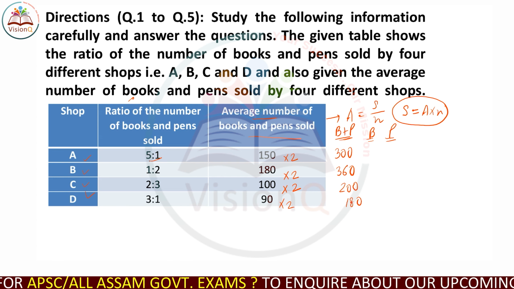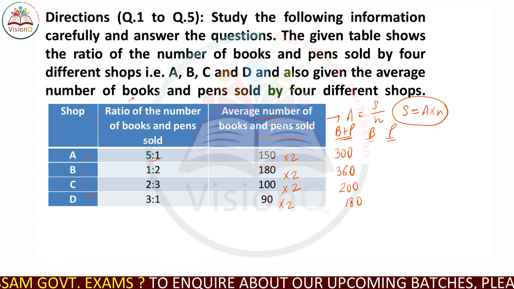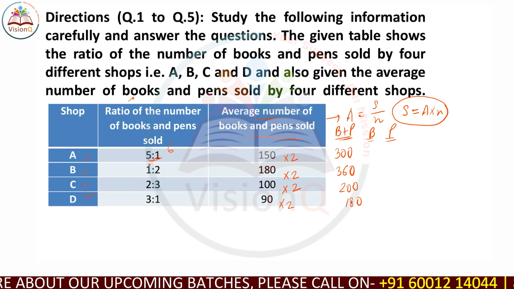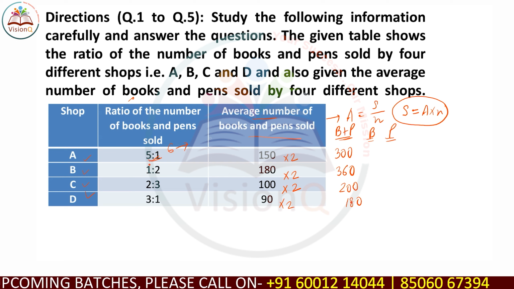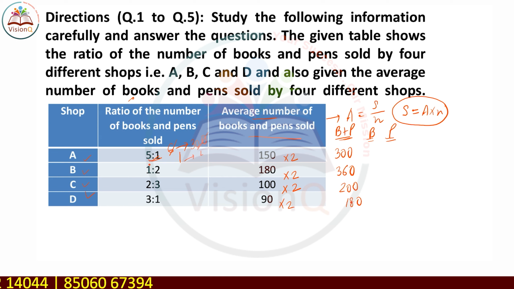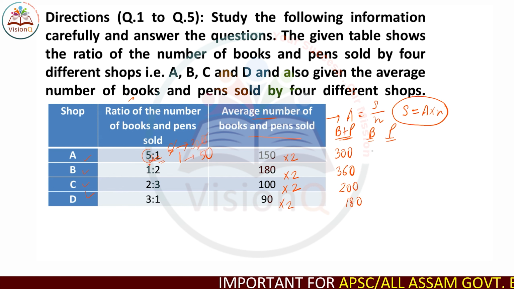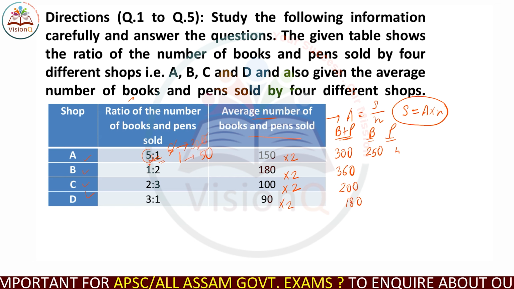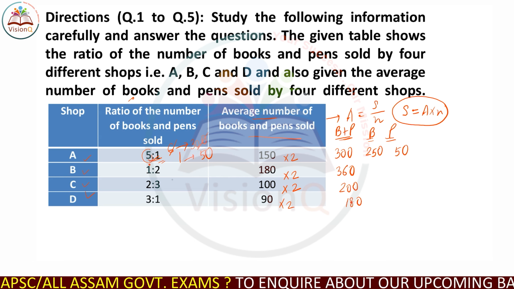Now the total as per ratio is 5 plus 1, which is 6. But I have just found out the total value is how much? 300. So if 6 represents 300, 1 represents 50. If 1 represents 50, I can find what is 5 and what is 1. 5 represents 5 into 50, which is 250. And 1 represents 50. Next come to shop B.